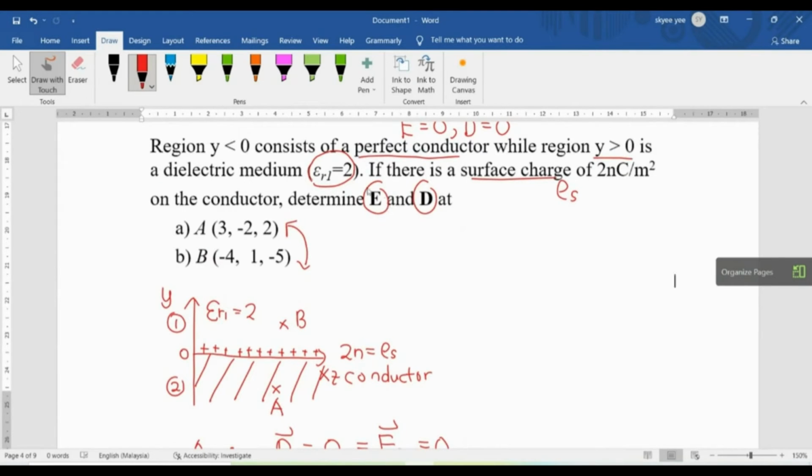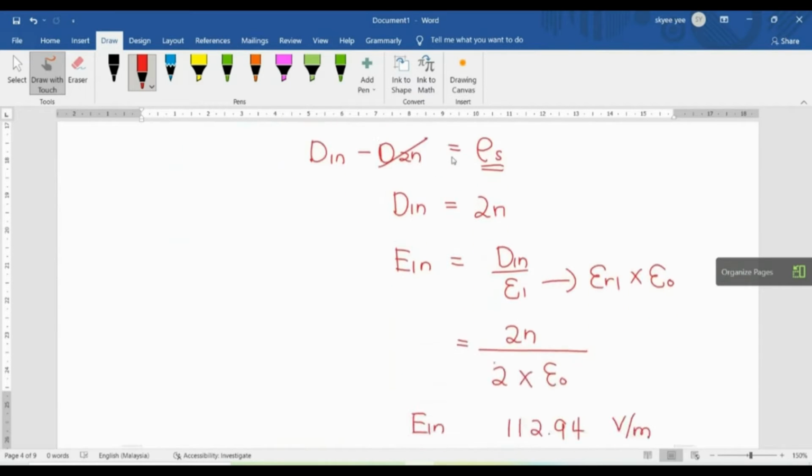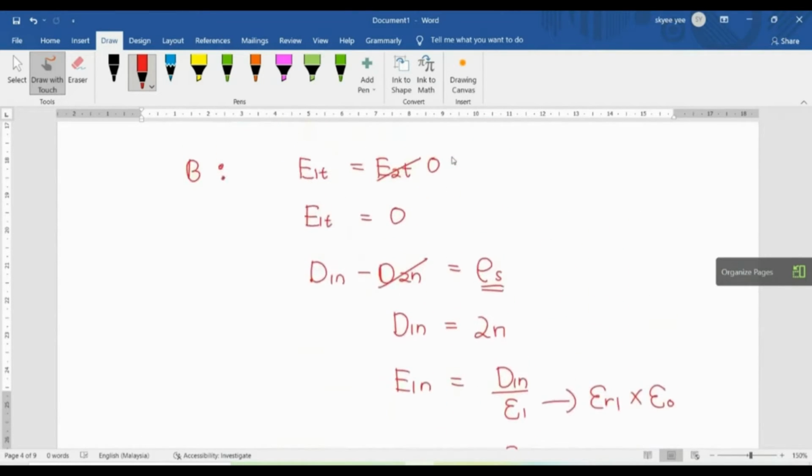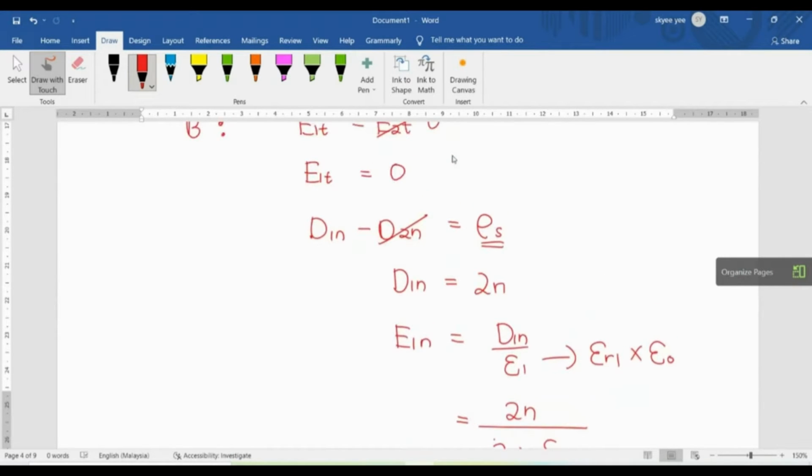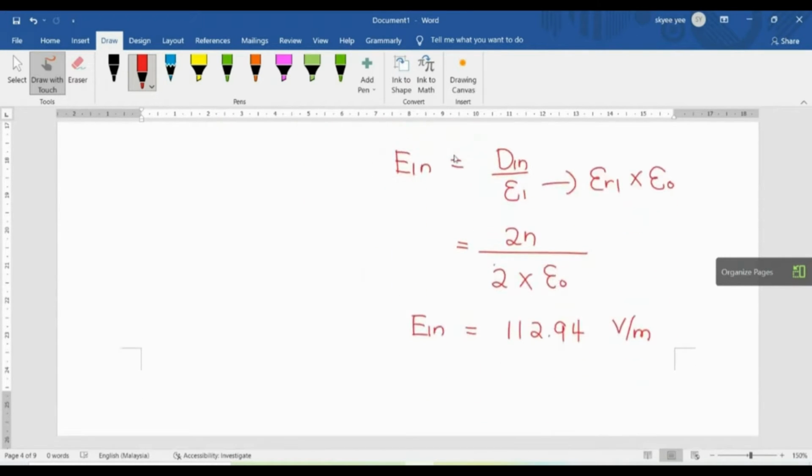Okay, so they want the E and also the D, and consider the vector quantity as well. Just now we have gotten E1N, E2, E1N, and E1T. So our E will be the combination. This one will be the combination of X component and also the Z component.